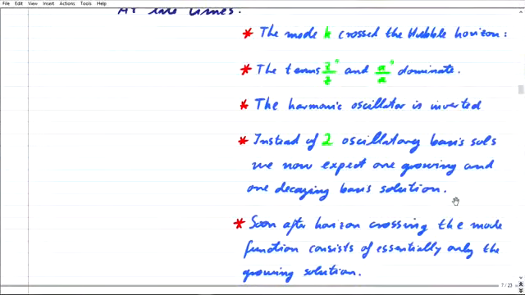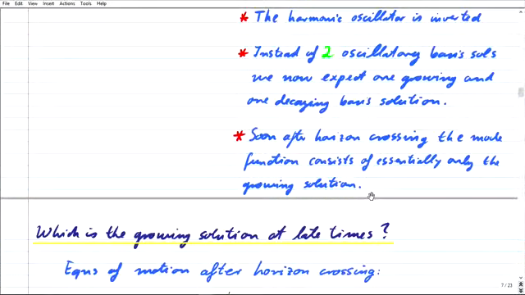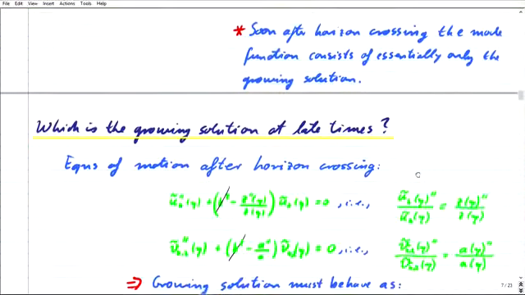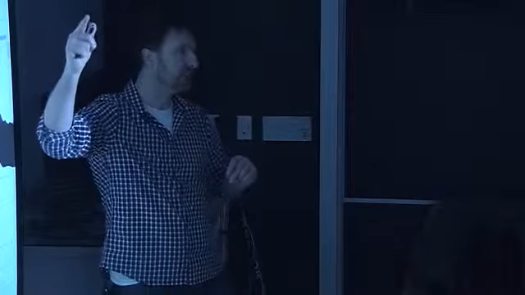So soon after horizon crossing, the mode function consists essentially only of the growing solution, right? So instead of having a positive frequency and a negative frequency basis solution, we now have an almost exponentially increasing and almost exponentially decreasing solution. And dominant will be, of course, the exponentially increasing solution. Remember, it doesn't mean that the actual mode function exponentially increases. It's just the new variable that we chose.